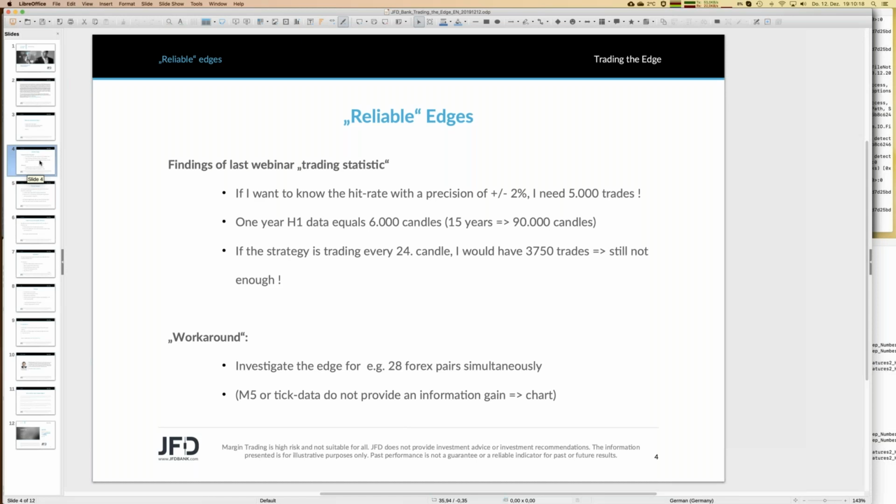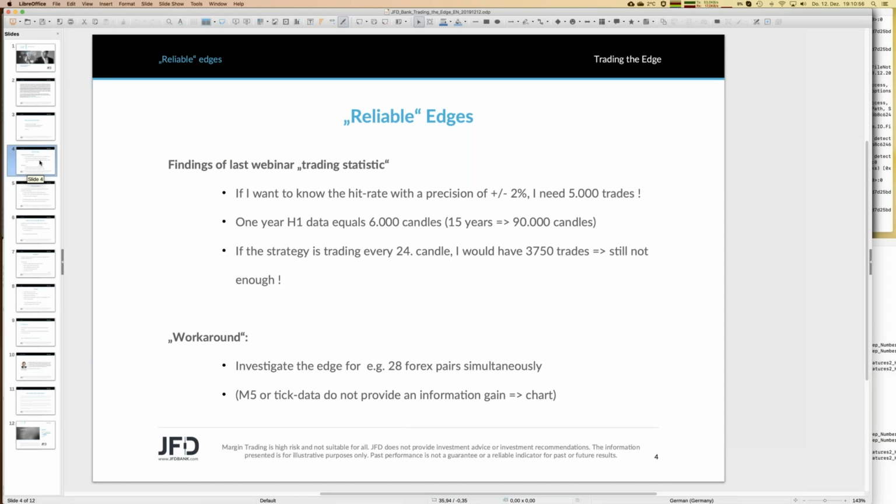And now I have a workaround. The workaround is that we investigate that kind of edge of our trading strategy simultaneously, for example for 28 forex pairs, because that multiplies the number of candles and the number of potential trades. Then we might have a good enough statistic. So we have enough trades being executed, let's say via backtesting, and that is a bit of a workaround.